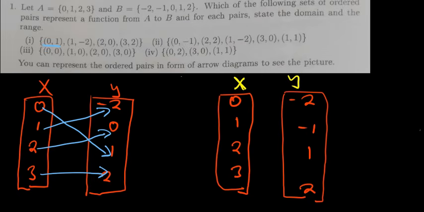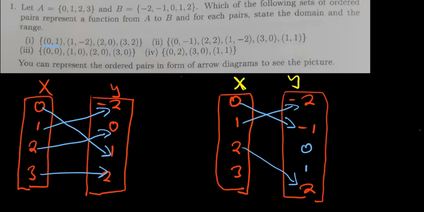0 goes to -1. 2 goes to 2. Then 1 goes to... I have got also 0. I've forgotten 0 on the range. So there should be 0, then there's 1 here. There's a 0 here on 3. 1 goes to what? 1 goes to -2.